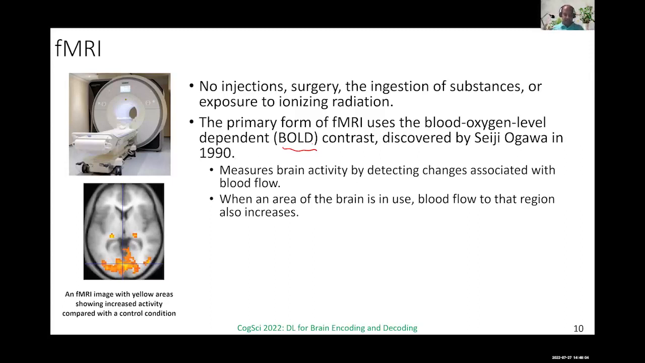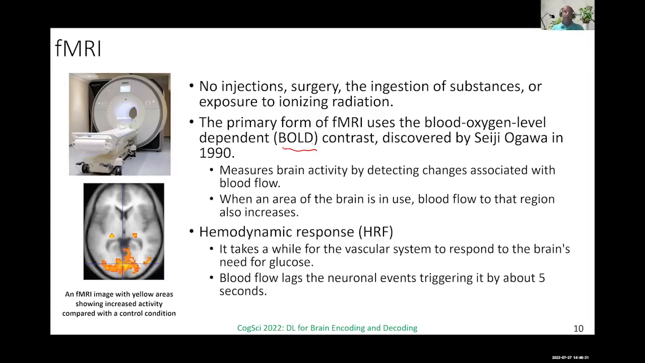So the idea is that whenever particular parts of the brain need to be active and involved in the processing, there's a lot of blood flow that happens there. And by measuring the flow of the blood in various parts of the brain, you can actually figure out if there is a good amount of brain activity happening in that part of the brain.